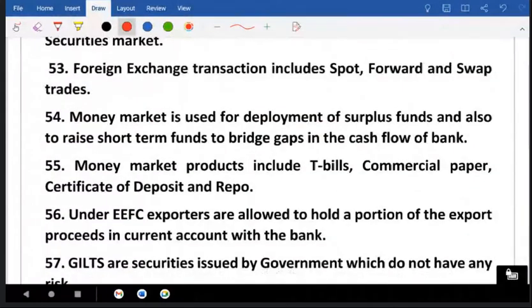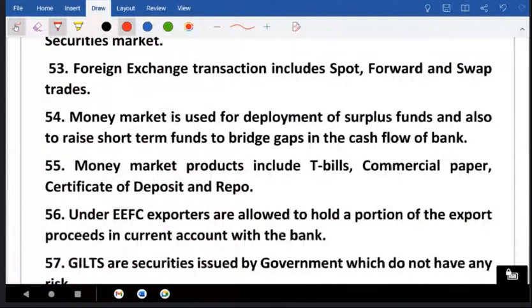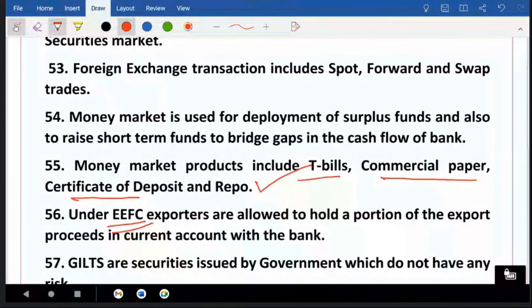The money market is used for deployment of surplus funds and also to raise short-term funds and bridge gaps in the cash flow of the bank. Money market products include treasury bills, commercial paper, certificates of deposit, and repo. Under EEFC, what is the full form of EEFC? Exporter Earner Foreign Currency Account. Exporters are allowed to hold a portion of export proceeds in a current account with the bank. And this is a current account, so no interest is paid.